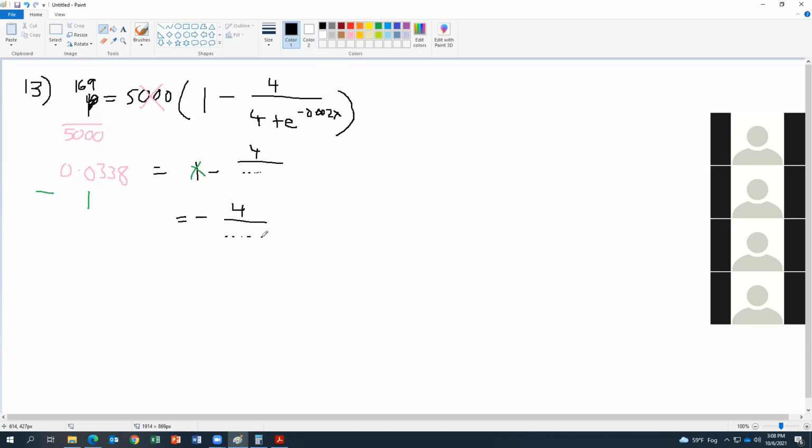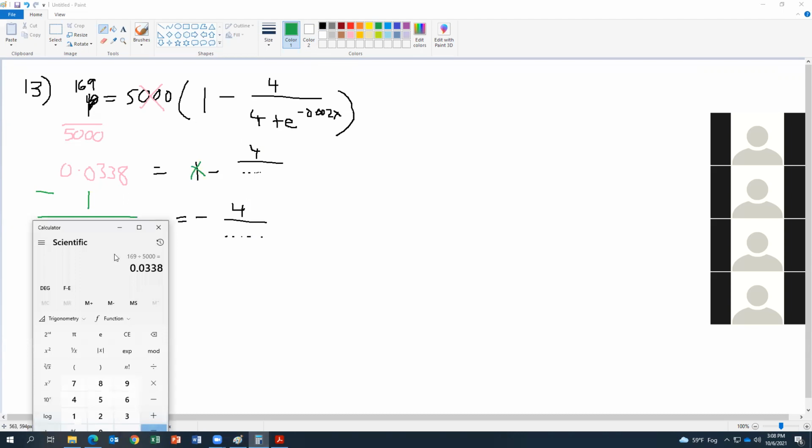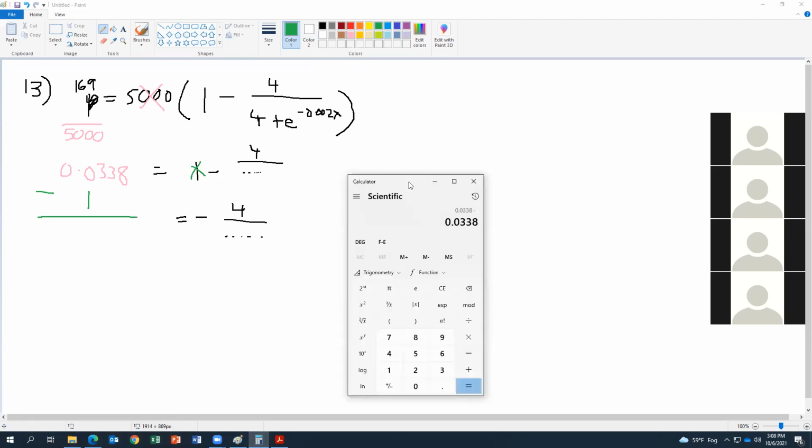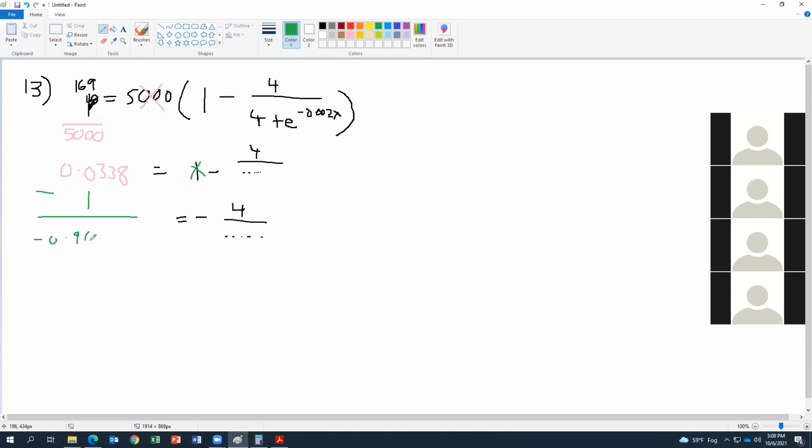You guys okay? Use your calculator and subtract 1. What do you get? Negative 0.9662. Because both sides have a negative, you can cancel the negative off. So let me rewrite this. You will get 0.9662 here, and then 4 over 4 plus e to the 0.002x. The negative disappeared because you cancelled both.